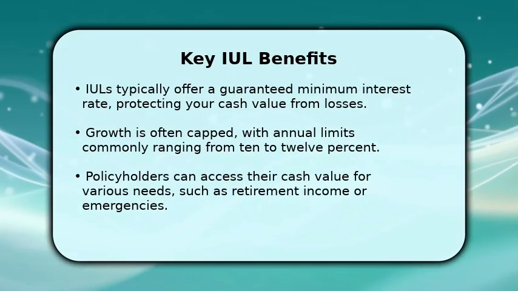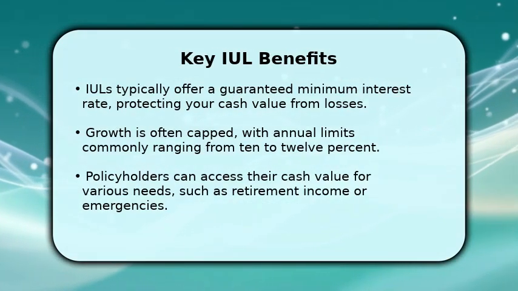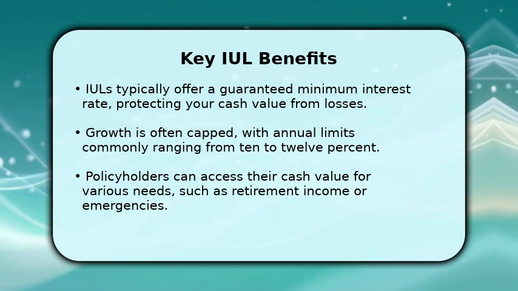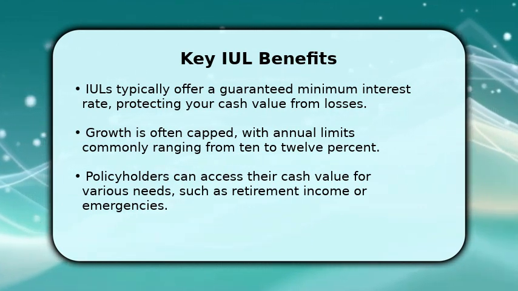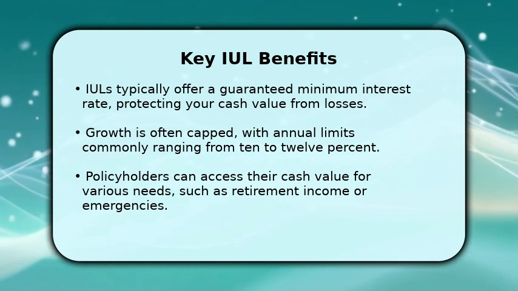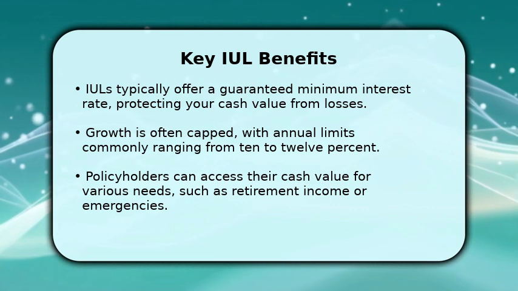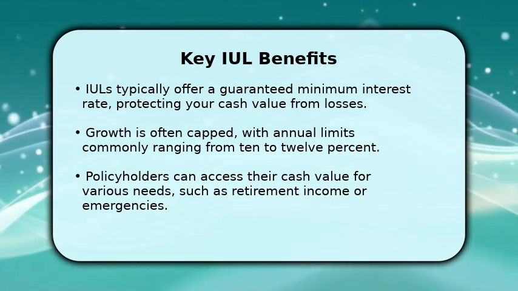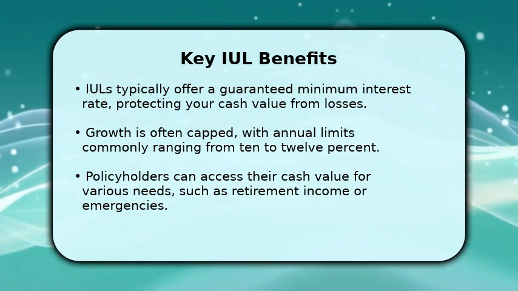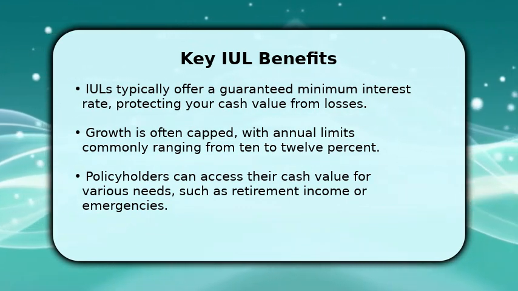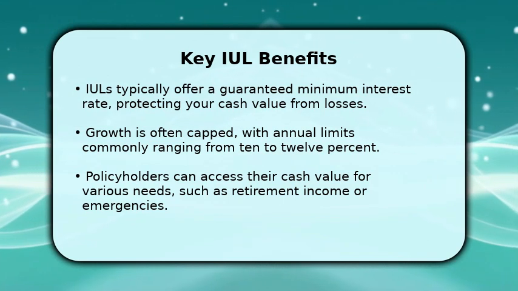One of the key advantages of an IUL is its balance of growth potential and protection. While your cash value can grow based on a market index, there's usually a guaranteed minimum interest rate, often 0%, preventing losses during market declines. However, there's also a cap on gains, frequently around 10 to 12% annually. This structure aims to provide steady, predictable growth over the long term.